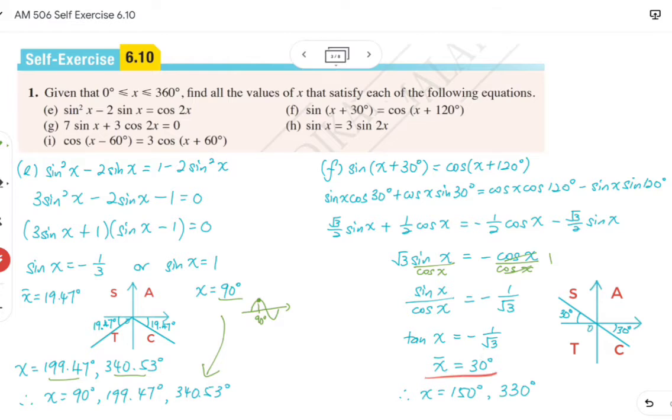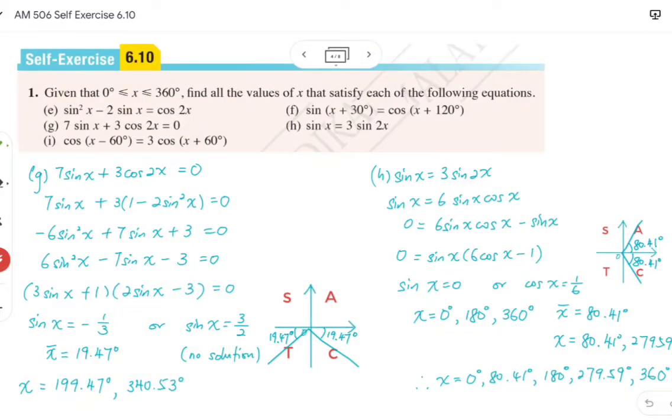We'll get 30 degrees. And the reference angle will be put in the second quadrant and fourth quadrant so that tangent x will be negative. So for the first angle here, starting from the positive x-axis and turning here, we'll get 150 degrees. And for the last quadrant, starting from the positive x-axis and turning this way, we have 360 degrees minus 30 degrees, and we get 330 degrees.